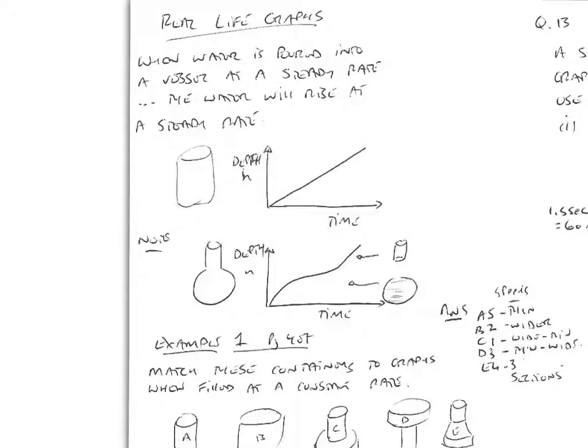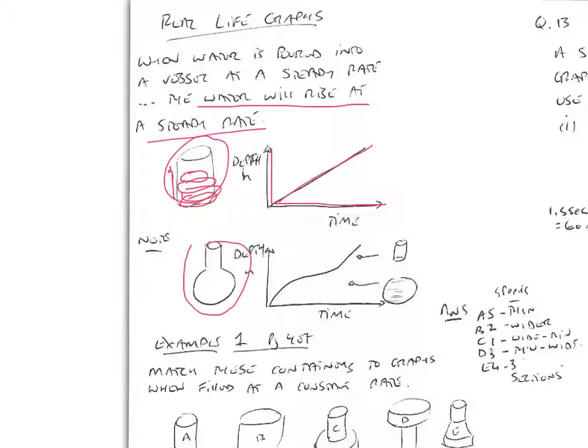Okay, and here are some real life graphs now. When water is poured into a vessel at a steady rate, the water will rise at a steady rate. And if we were to measure H over time, then we should get a proportional graph, a straight line through the origin, for this shape. But not all shapes are cylindrical, so we have a shape like this, and you'll note that as it's getting towards the top, towards the end of the pouring, the rate of change of height will be proportional to time. But up until that, it will vary according to the varying width of the vessel.